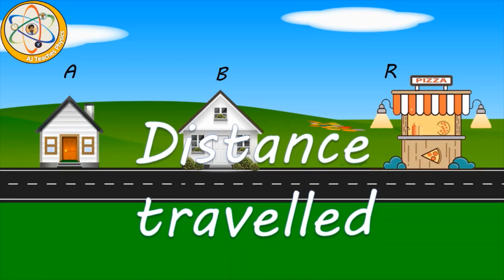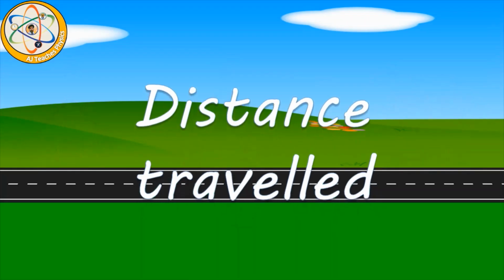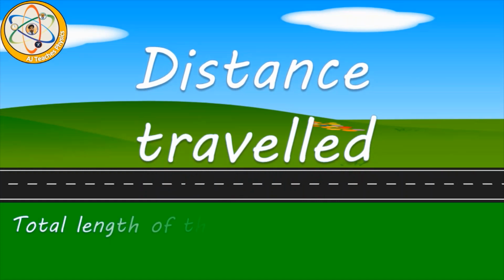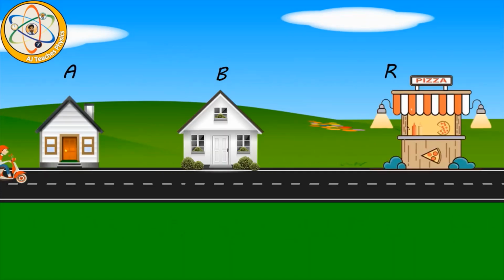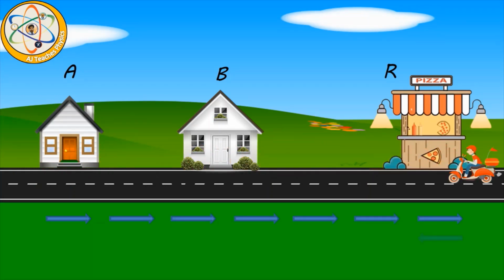We shall now discuss how to describe the distance traveled by an object. By definition, it is the total length of the path traced by an object. For example, let's suppose this delivery boy starts from the house A, goes to the restaurant, picks up the pizza, and then delivers it at house B. Now we want to describe the distance traveled by this person. So let's trace out the path followed by him. The person starts from house A, goes straight to the restaurant R, as you can see, and then comes back from R to B.